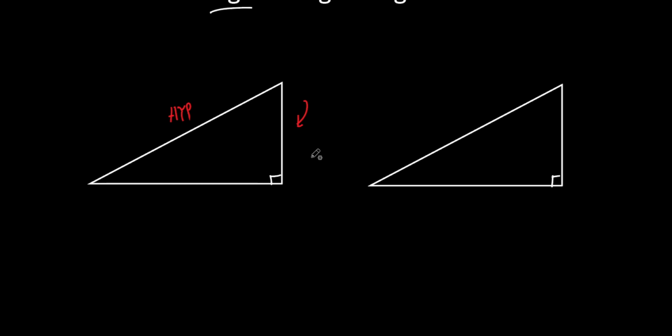Most of you stand on two of them. Right, this is a leg. So this side right here is a leg, and this side right here is also a leg. They're both legs, because they're not the hypotenuse. That's one way to look at it.